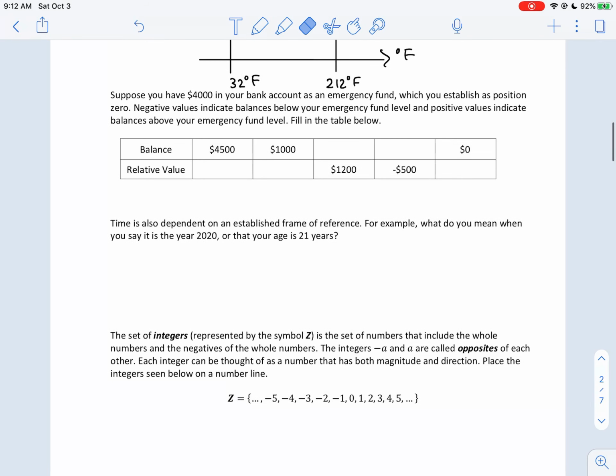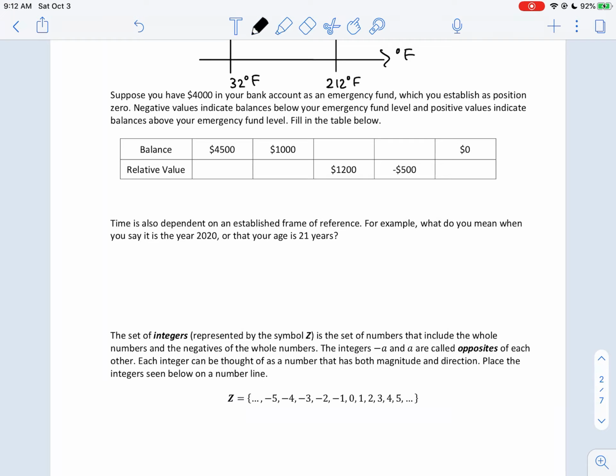Here's a financial context. Suppose you have $4,000 in your bank account as an emergency fund, which you establish as position 0. Negative values indicate balances below your emergency fund level, and positive values indicate balances above your emergency fund level. Fill in the table below.